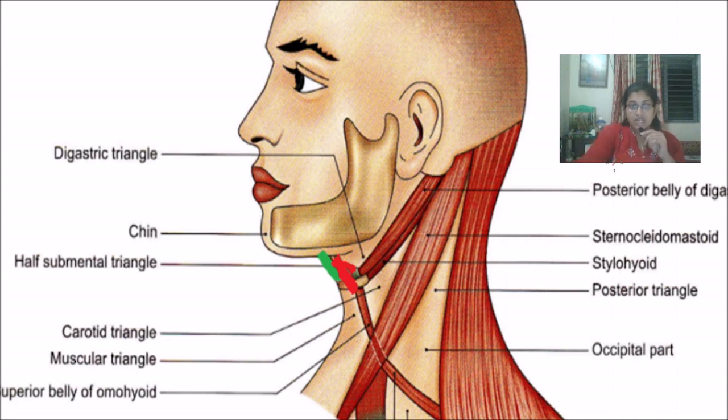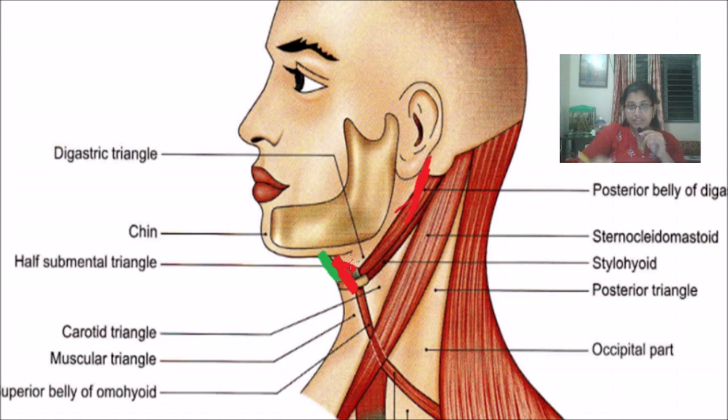So just check out where the posterior belly is. The posterior belly is lying here. So this one is the posterior belly. Clear? The one which is lining the submental triangle is actually the anterior belly of the digastric muscle. Very important question. Anterior belly of the digastric muscle. Clear? Now coming on to the various contents.